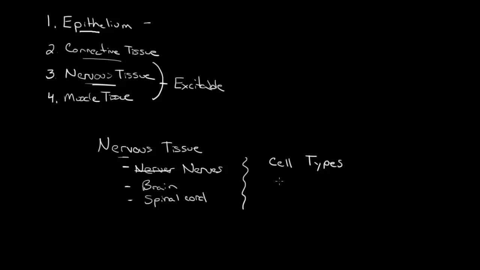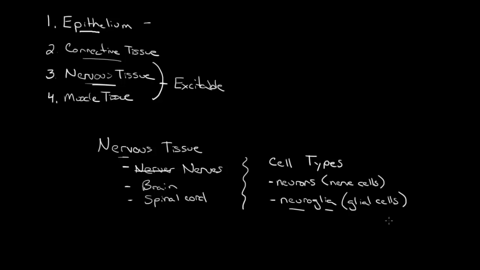We have the actual cells that are responsible for transmitting information, sending and receiving signals. We call those neurons. We can also call them nerve cells. We have other cells that support those nerve cells, and we call them neuroglia, literally translated nerve glue, or we sometimes call them glial cells.